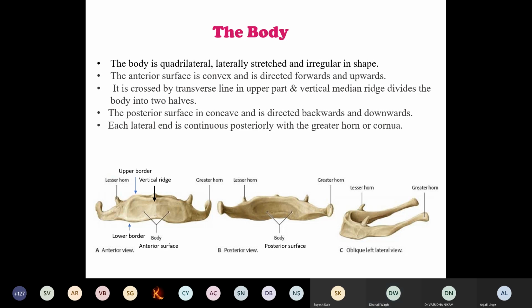There is an identification mark seen: a transverse line in the upper part and a vertical median ridge. The posterior surface is concave and directed backward and downwards.